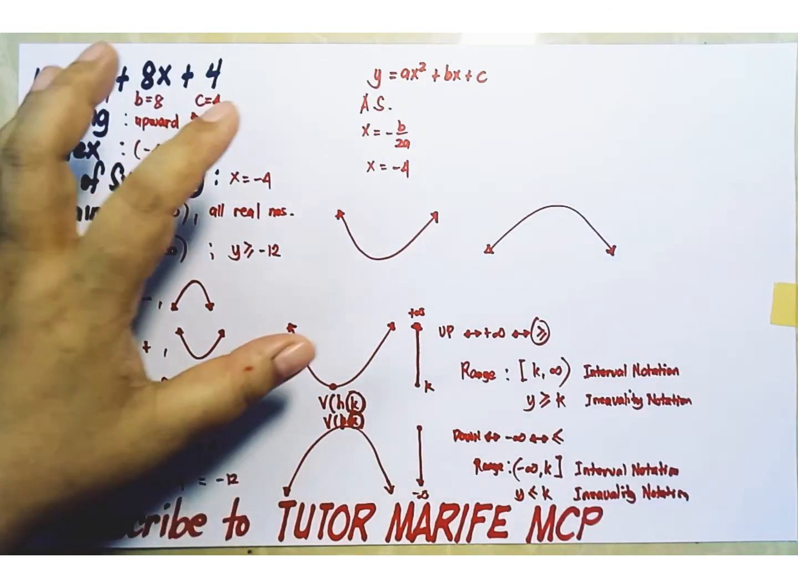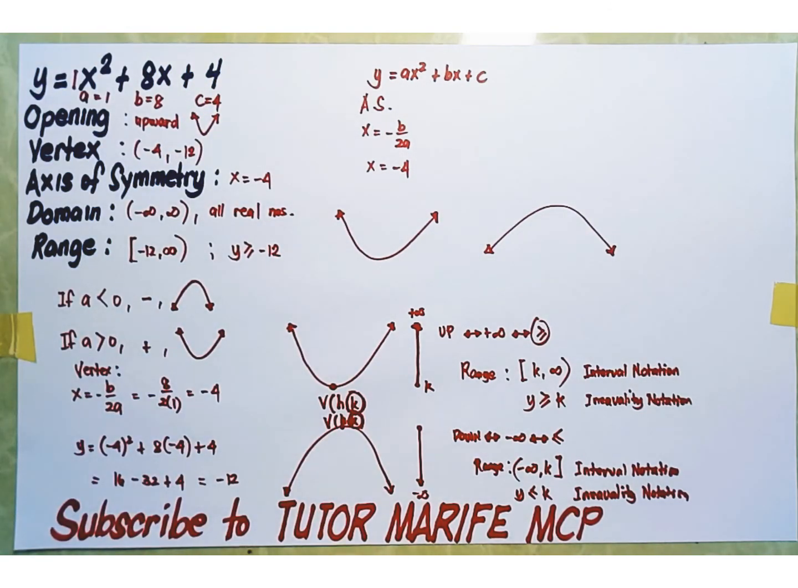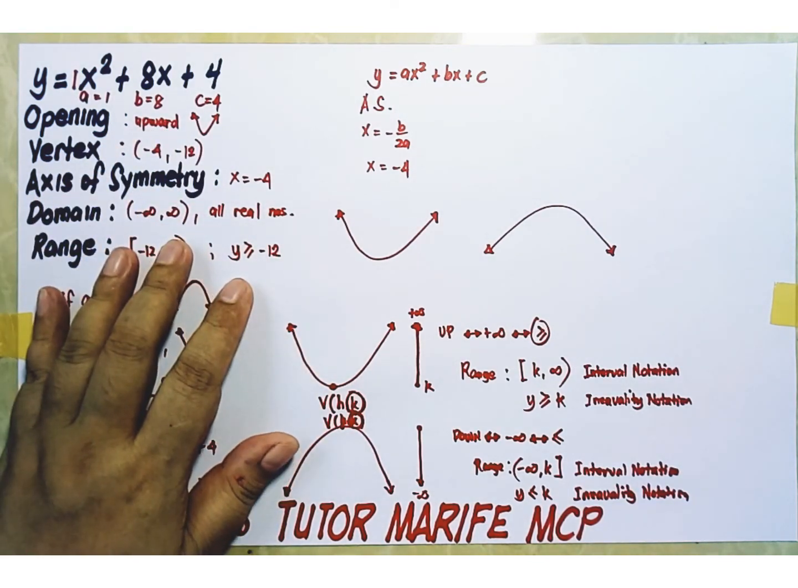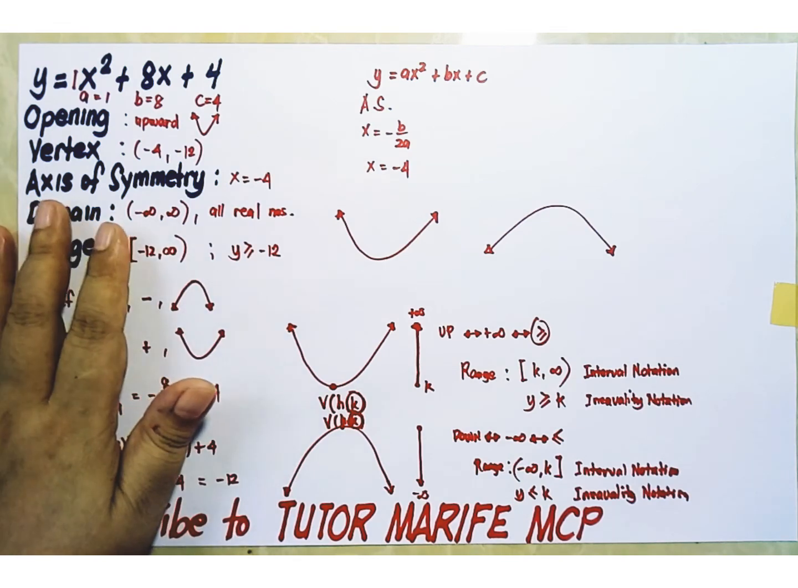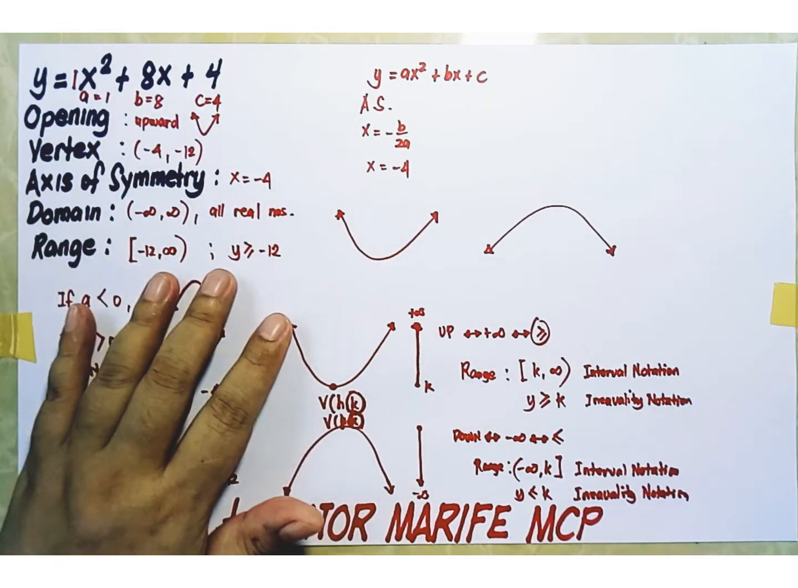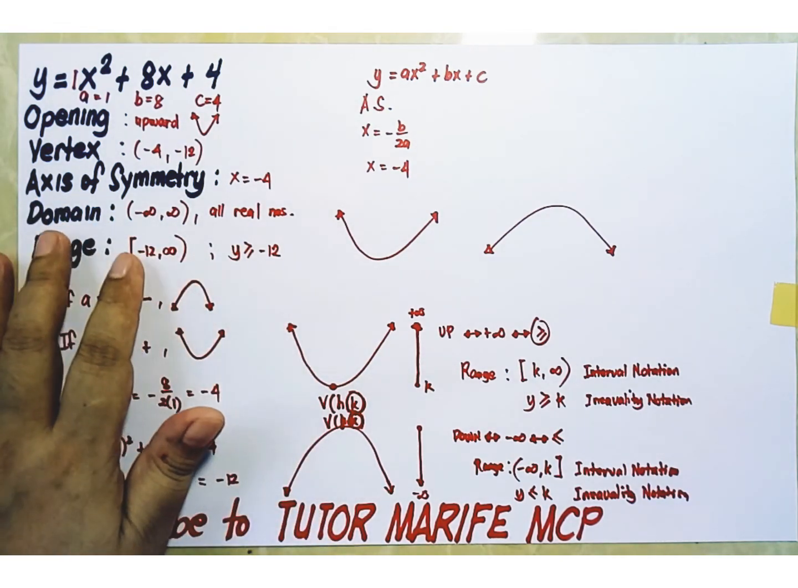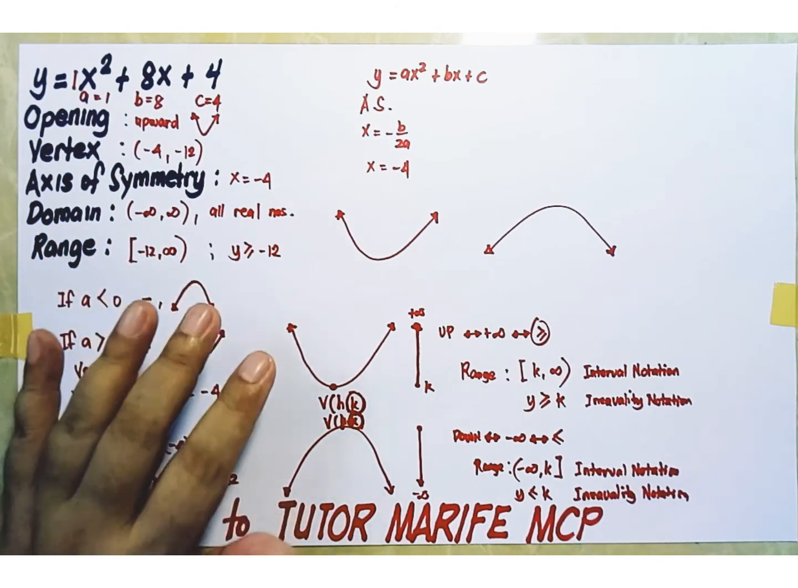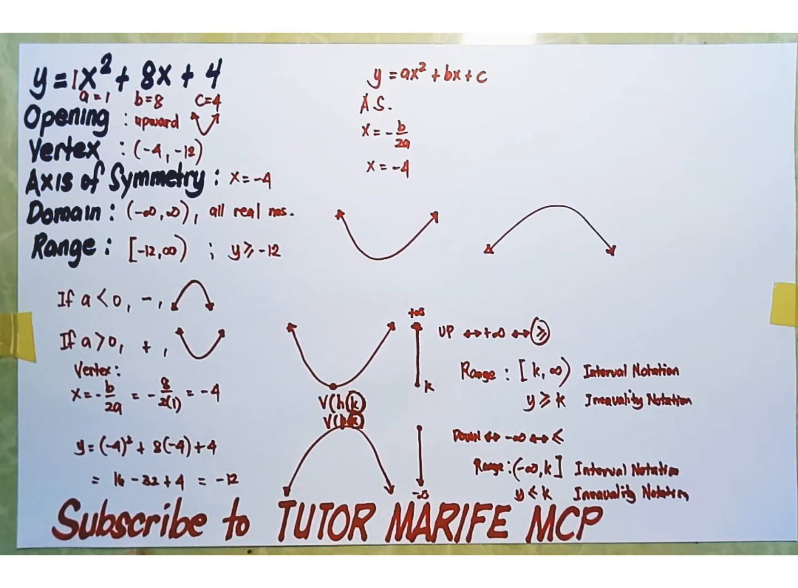So these are the answers for this problem. It opens upward. The vertex is at negative 4, negative 12. The axis of symmetry is x equals negative 4. The domain is from negative infinity to positive infinity, or all real numbers. And the range is from negative 12 to positive infinity, or y is greater than or equal to negative 12.